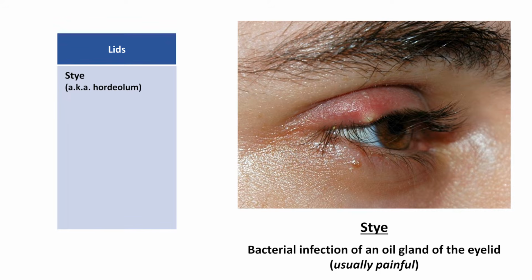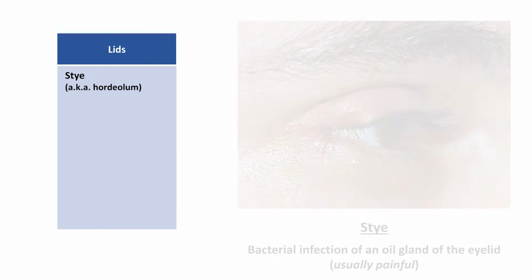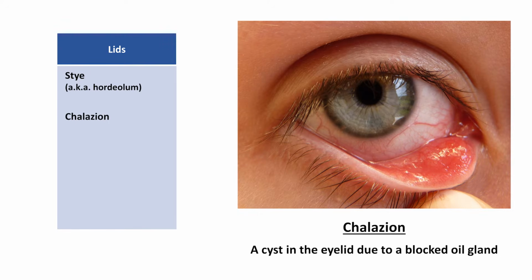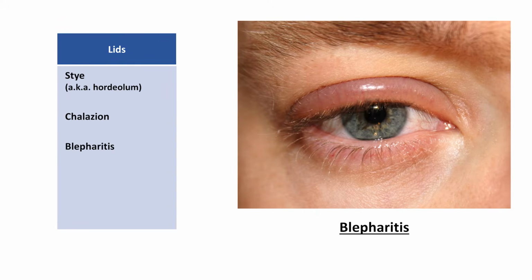They usually develop acutely. A stye should be distinguished from a chalazion, which is a cyst in the eyelid due to a blocked oil gland, but without infection or inflammation. So these are usually painless and usually develop subacutely. Blepharitis refers to inflammation of an eyelid. Blepharitis tends to be more of a chronic rather than acute problem.